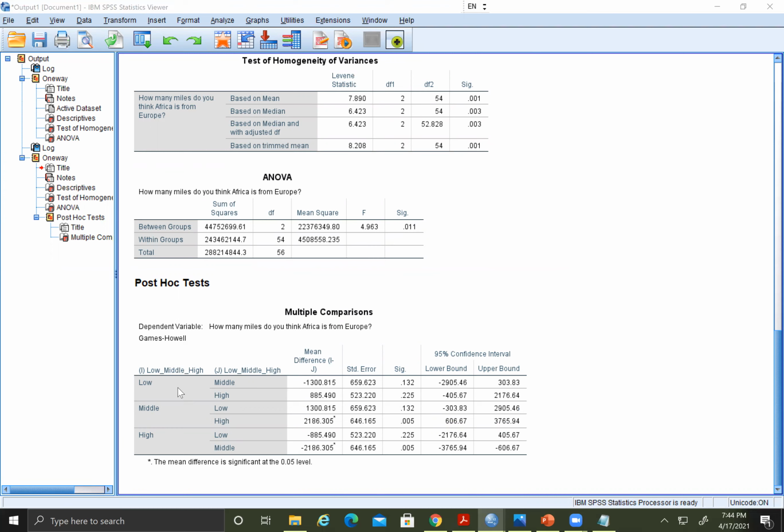Okay, move ahead. Let's take a look at this post hoc test. Okay, now we see the post hoc test. It basically compares each pair: low with middle, low with high, middle with low, middle with high. If you see here, this is the mean difference, the first row without highlight.